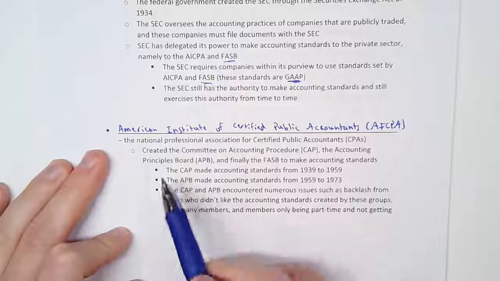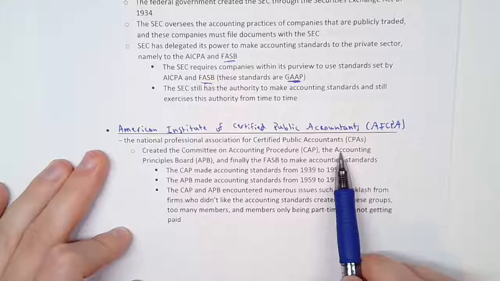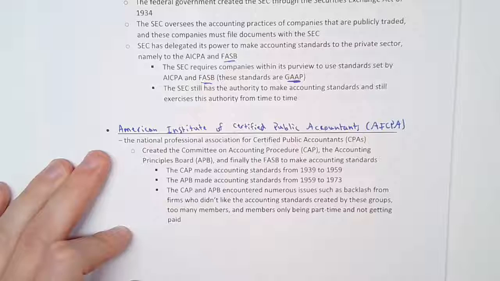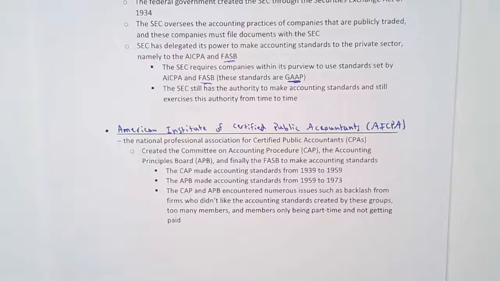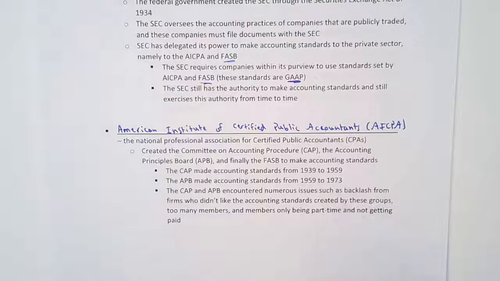All right. The AICPA created the Committee on Accounting Procedure, the CAP. They also created the Accounting Principles Board, the APB, and then they finally created the Financial Accounting Standards Board, the FASB, to make standards. The CAP made standards from 1930 until 1959. The APB made standards from 1959 until 1973. And from 1973 on, the FASB is the one that makes the accounting standards.